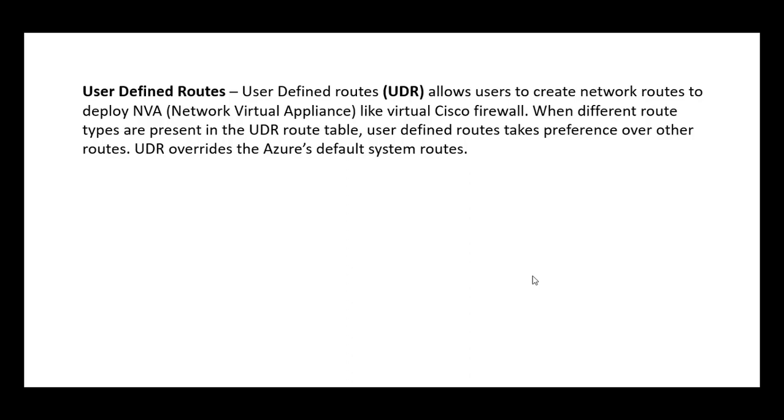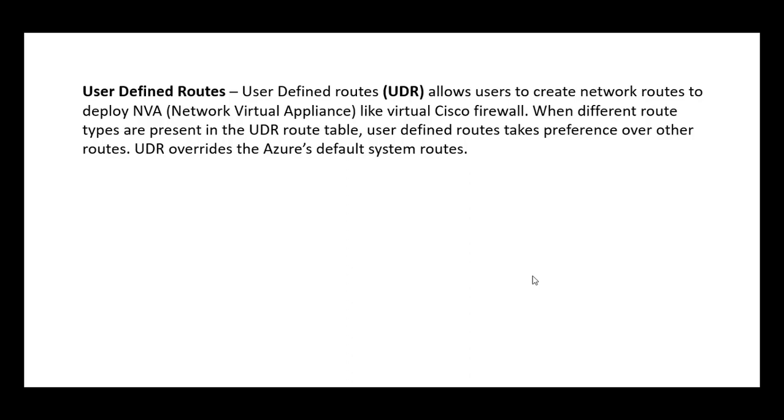And when there are different routes present in the UDR route table, user defined routes always take precedence over the other routes. In this way, UDR will always override Azure's default system routes.